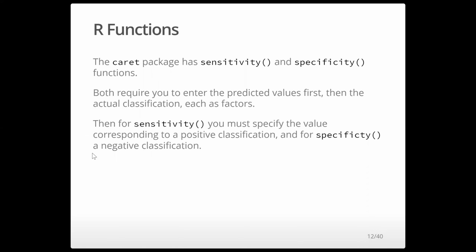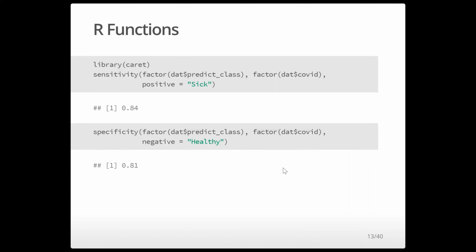So the caret package has sensitivity and specificity functions, which you can get quite easily. Both require you to enter the predicted values first, then the actual classification, as factors. So first you enter the estimated classifications by the discriminant function, and then the actual true classifications. For sensitivity, you must specify the value corresponding to a positive classification, and for specificity, the same for a negative. So it's a little bit of a funky function, or they are a little bit funky. So you remember to enter everything as factors. And then for sensitivity, I define positive as sick, and for specificity, I define negative as healthy.